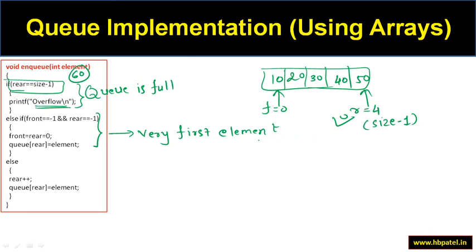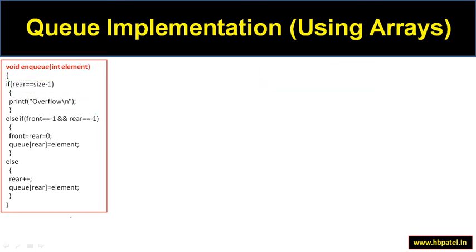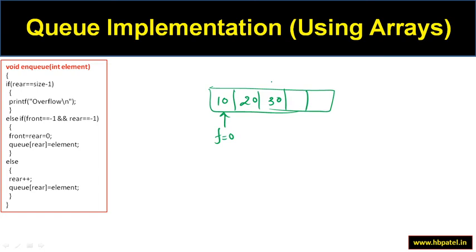So these are two rare situations. What if the queue is empty? What if the queue is full? And then we have a normal situation. Supposing the normal situation is something like this. We have 5 elements. Then let's say there are 3 elements, 10, 20, 30. That means front equals 0, front is pointing to 0, and rear is pointing to location number 2.